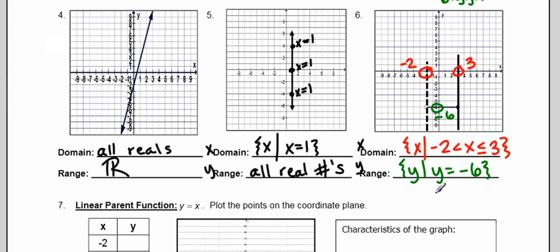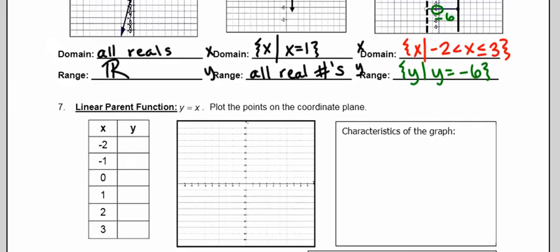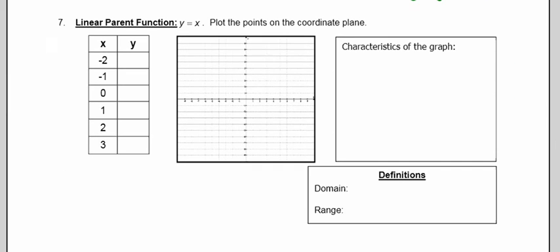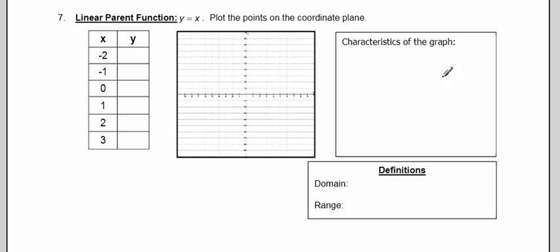Okay, so that's a quick and dirty refresher on domain and range. Let's look at parent functions now. There are 2 parent functions you will learn about this year. There are plenty more, but you will only learn about 2. And one of them is called the linear parent function, which is y equals x.